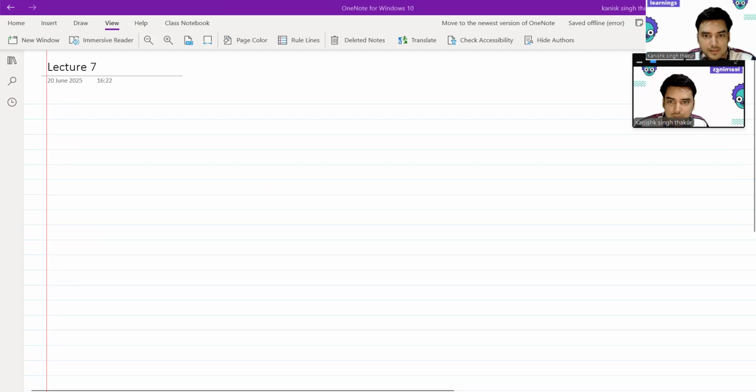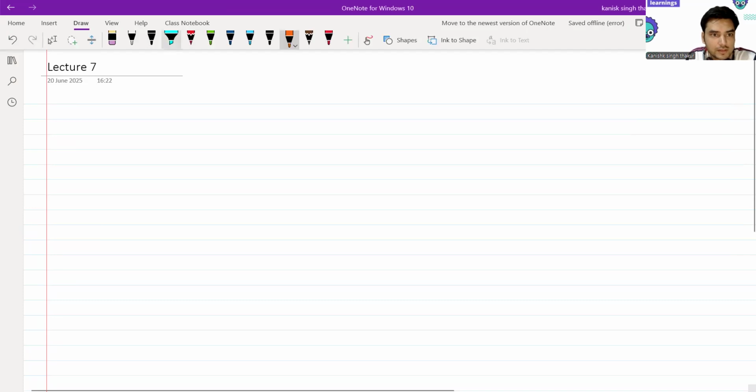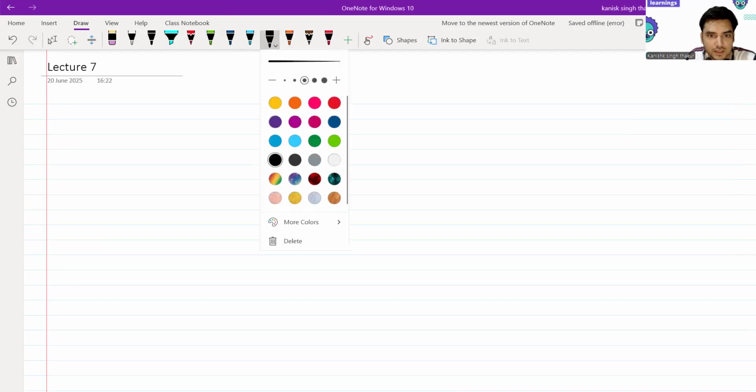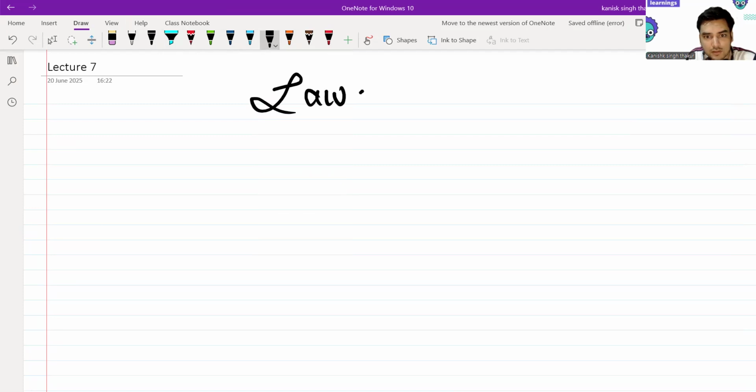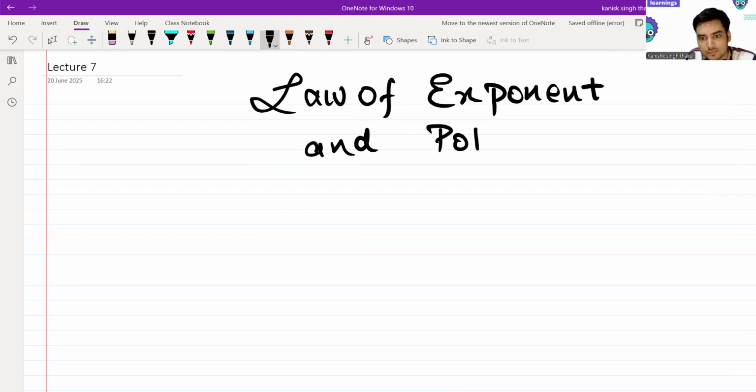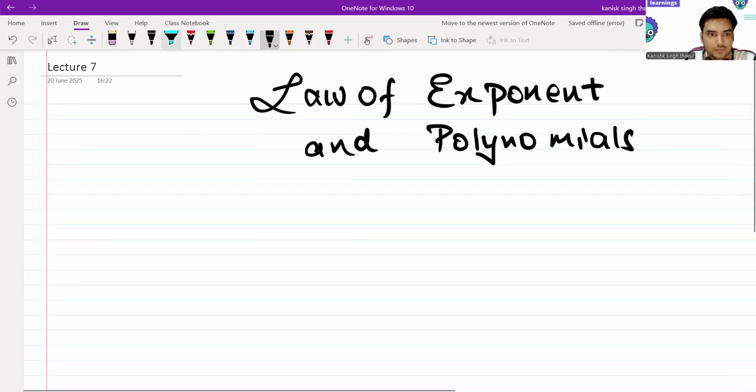Right, so let's begin. We have finished the portion of algebra, the heart of algebra. Now, what we'll be doing, the advanced maths, we'll be starting with laws of exponents. Here I'm sharing my screen. The next chapter is laws of exponents, which again is a very important chapter, and polynomials. Let's go ahead with it, and we will try to complete the first portion of this today.